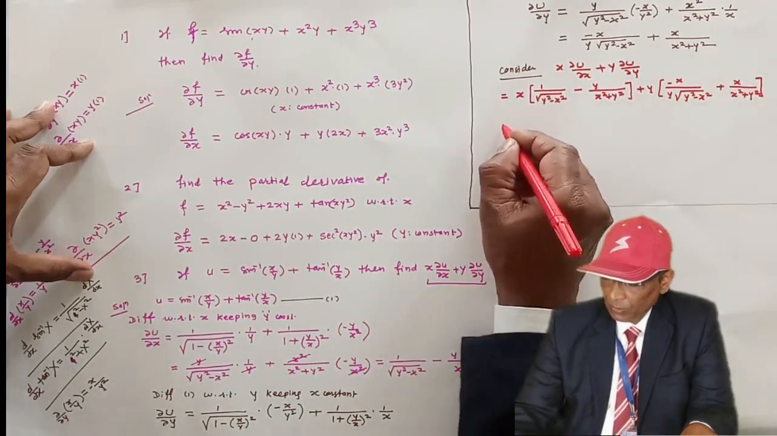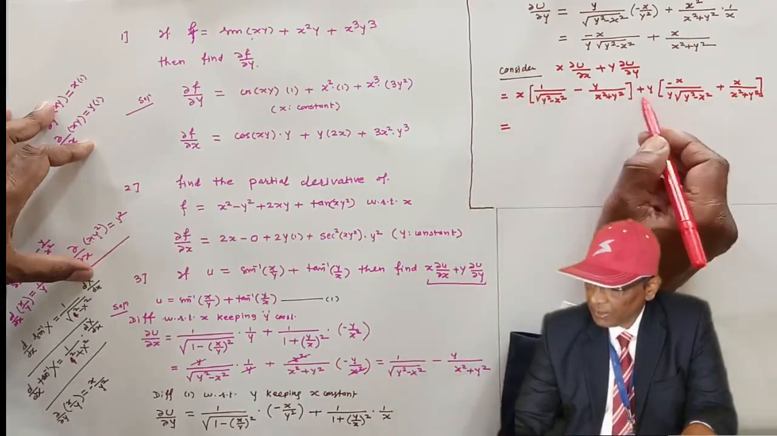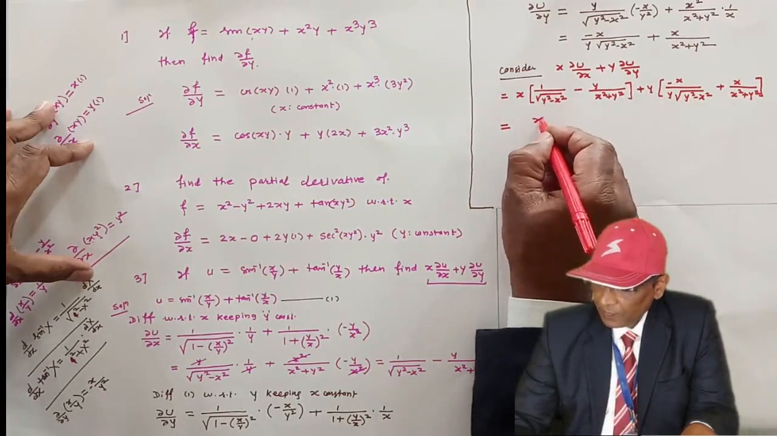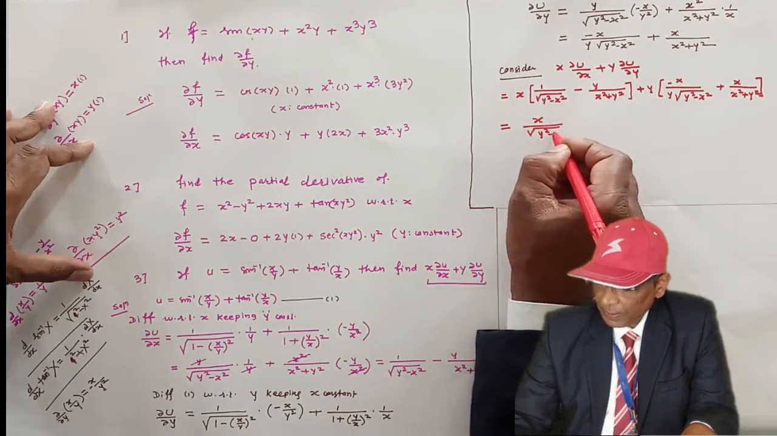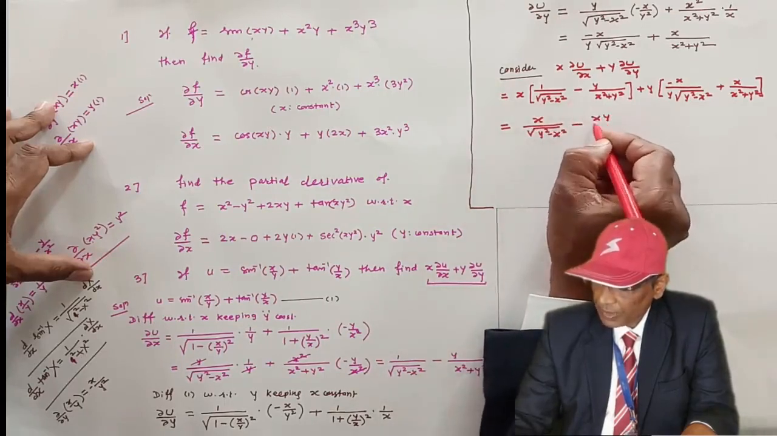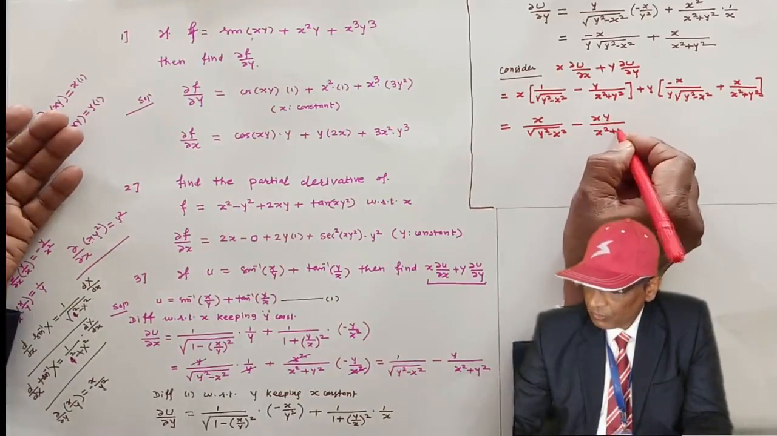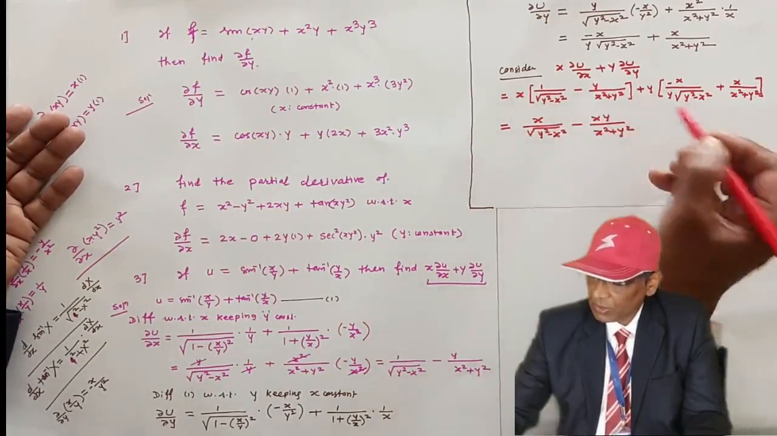Isn't it? Now multiply these two elements by x and these two elements by y. What will you get? x divided by under root y square minus x square, minus xy divided by x square plus y square. What we have done here? x into this term, x into this term, simply.